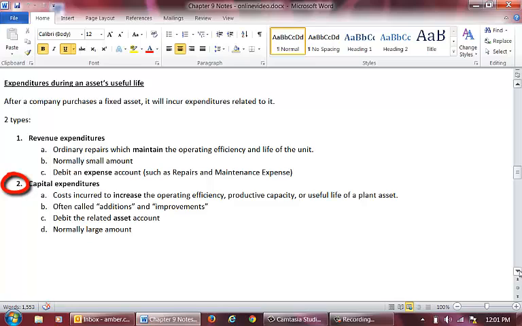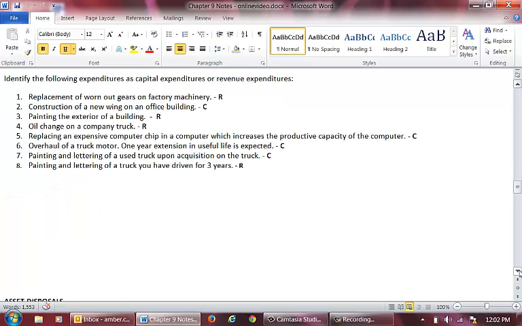Second, capital expenditures are costs incurred to increase the operating efficiency, productive capacity, or useful life of a plant asset. These items are often called additions or improvements. They are typically large amounts. When this type of expenditure is incurred, you would debit the related asset account. These expenditures are therefore capitalized and are expensed through depreciation. Now let's look at some examples.